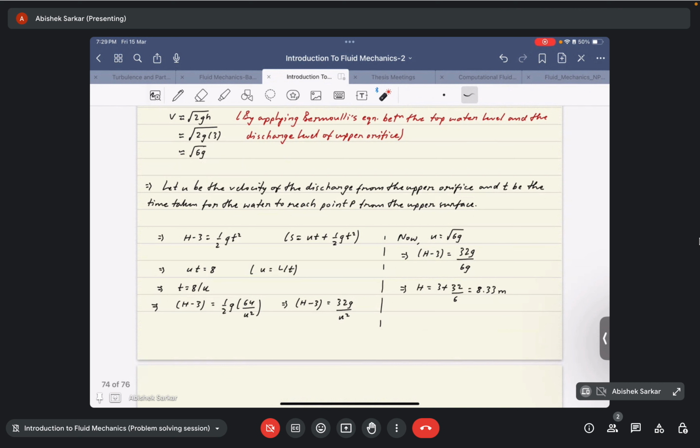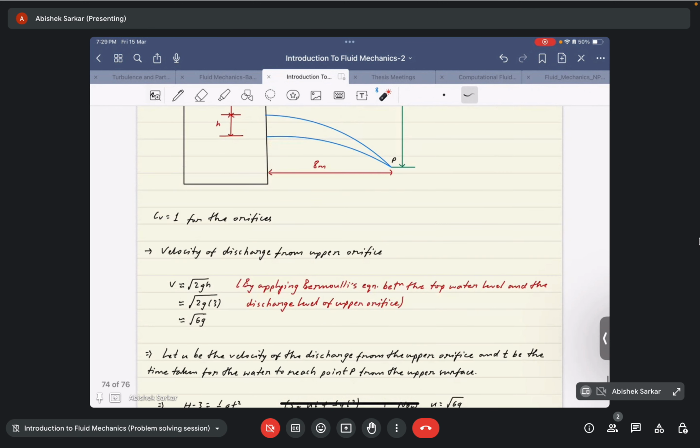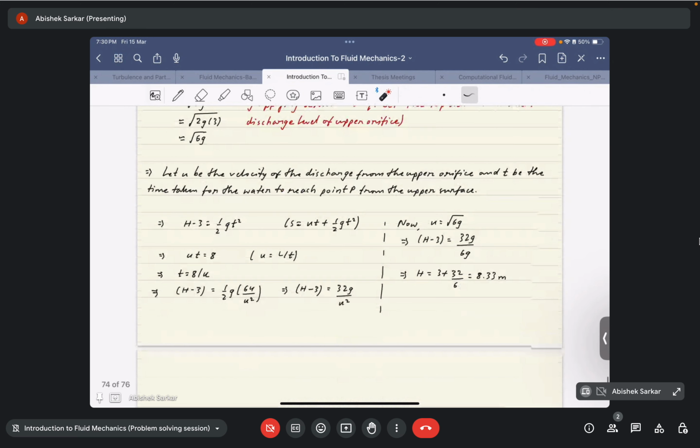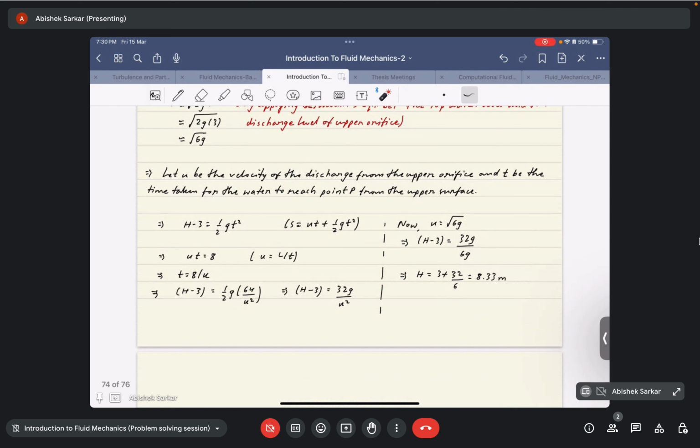And we can also take ut is equal to 8, because we know that velocity is equal to distance per unit time, and since we know the distance already, that is 8 meters in this particular diagram, and if u is the velocity of the jet, then the time required for the jet to cover this distance of 8 meters would basically be the product of the velocity and time, right? So we will have 8 is equal to u into t.